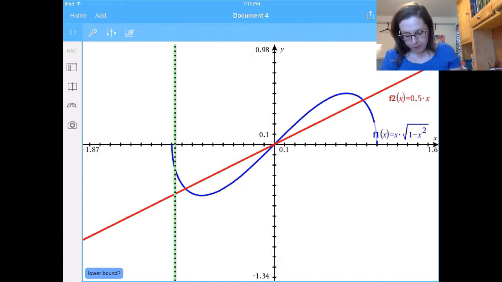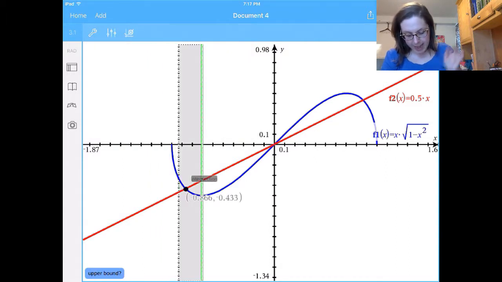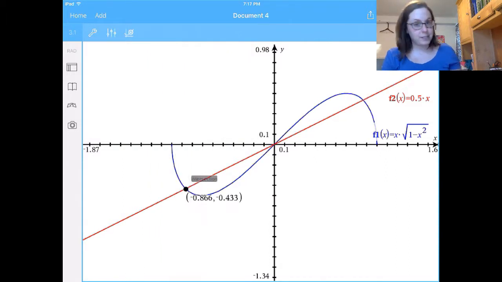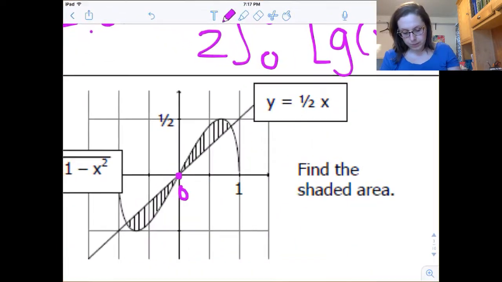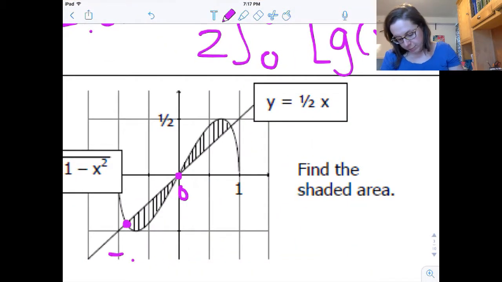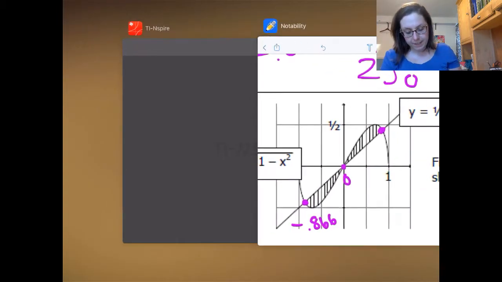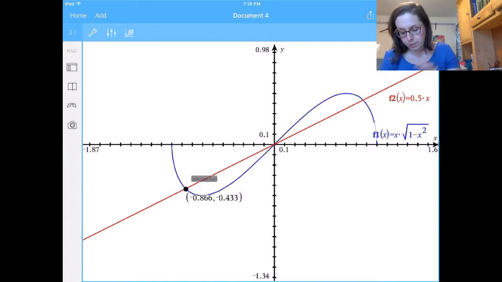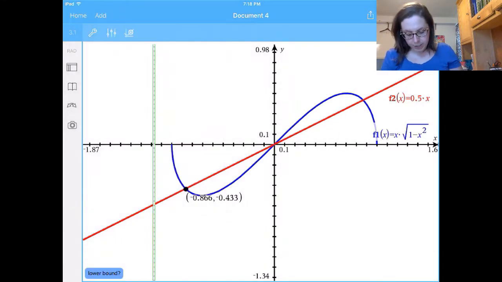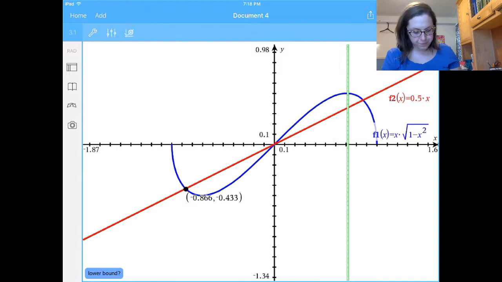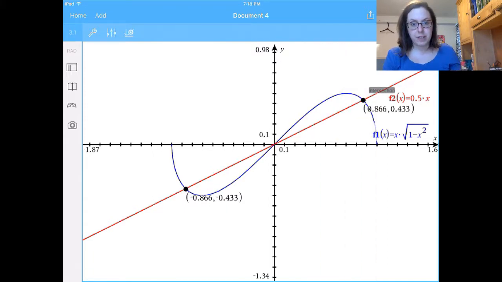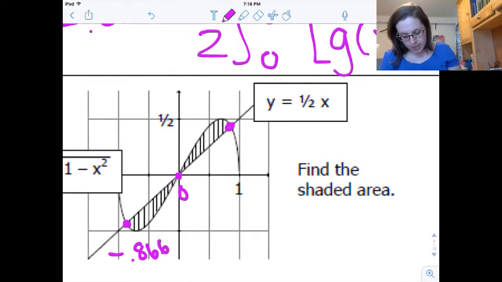The first intersection is at negative 0.866, so I'm going to write that down. Negative 0.866. The second intersection, let's get that. I'm going to guess that it's symmetric, but let's prove it. Let's never assume that. We're going to do the intersection coming over here to there, and yes, it is at positive 0.866. So that's 0.866.